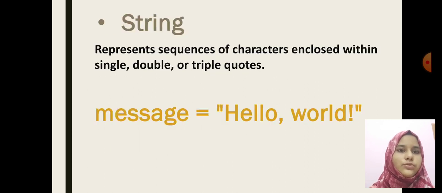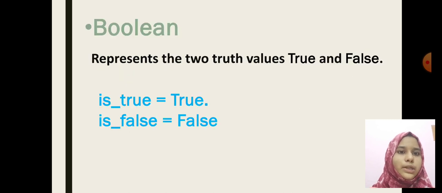Here, this is the string data type. It represents the sequence of characters enclosed within single, double or triple quotes. Example, "hello world". Next comes the boolean, which represents the two truth values, either true or false.